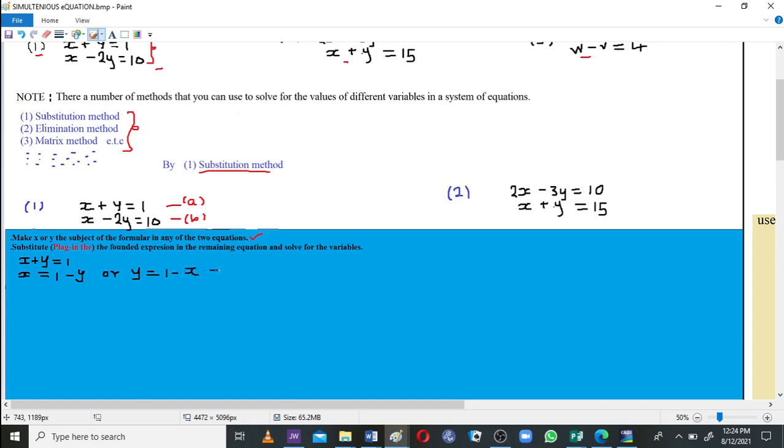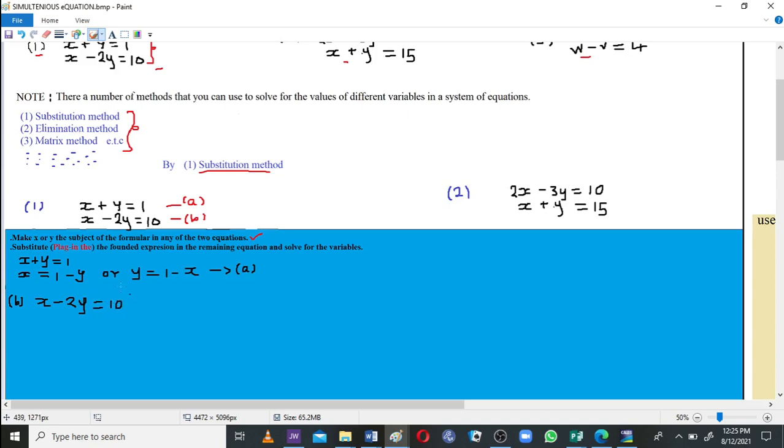So we are done with part A. We've used equation A to make x and y the subject of the formulas. Now what you need to do is take the remaining equation. In this case, this is equation B. Equation B is x minus 2y is equal to 10, right?